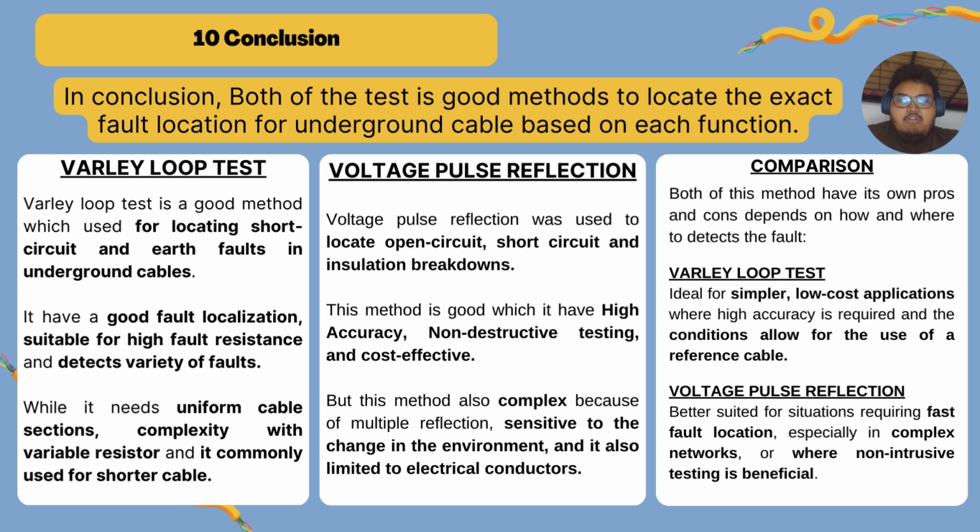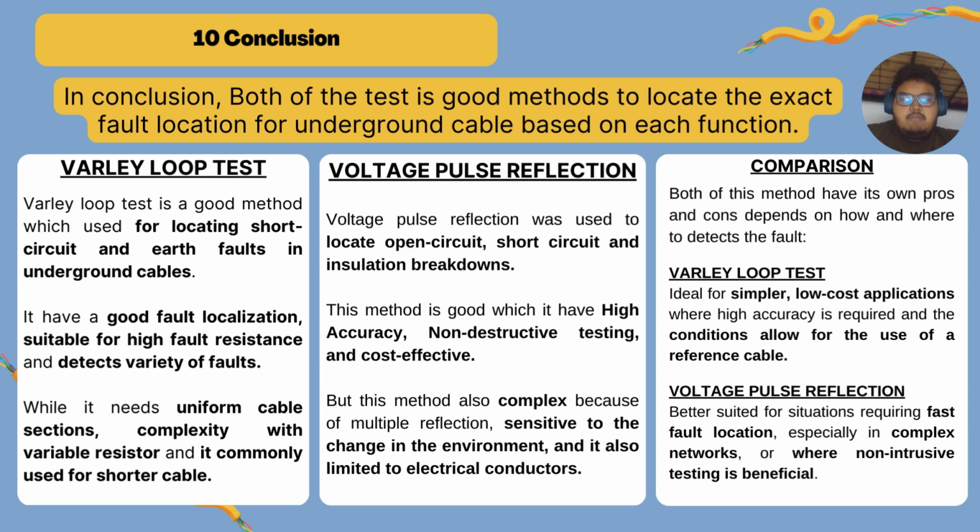In conclusion, most of the tests are good methods to locate the exact fault location for underground cable based on each function. The Varley loop test is a good method to locate short circuit fault and earth fault in underground cables. It has good fault localization, is suitable for high fault resistance, and detects a variety of faults. But it needs uniform cable sections. It is also complex with a variable resistor, and it is commonly used for shorter cable.